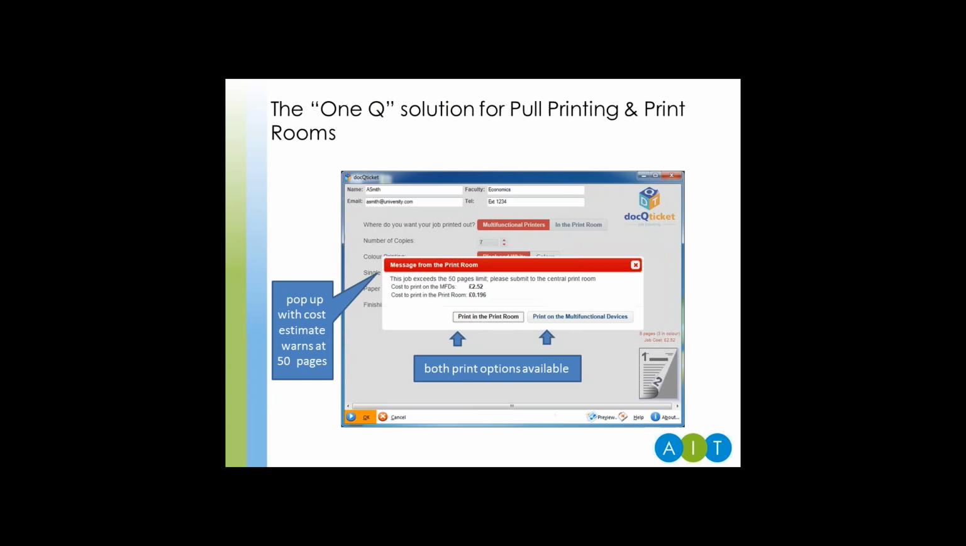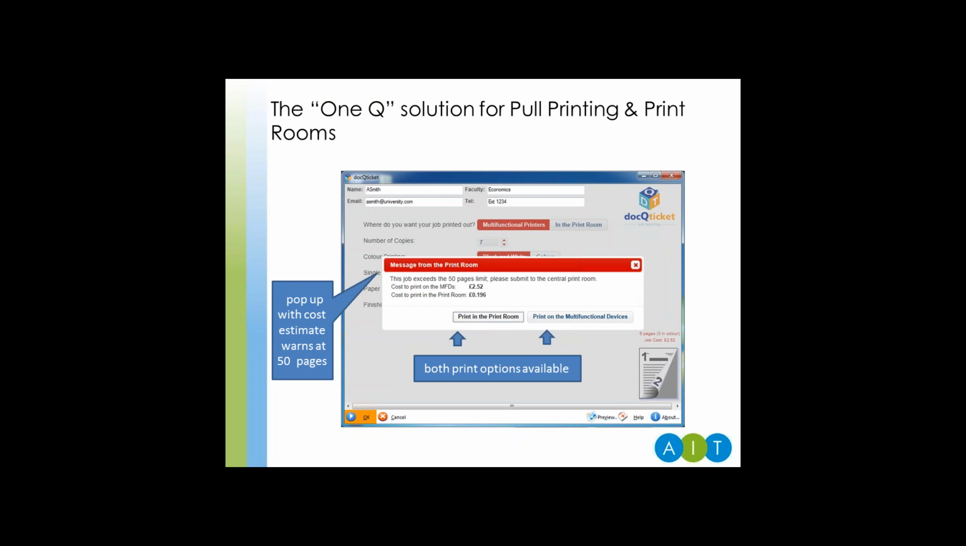If a user tries to send a job and it's over 50 pages, they're going to get this pop-up message. Again, this can be completely customized, but this would be a typical example. The job exceeds 50 pages, please submit to the central print room. They then get detail on how much the job is going to cost if they send it to a normal MFD and how much it's going to cost if they send it to the print room. So they can see the savings there.